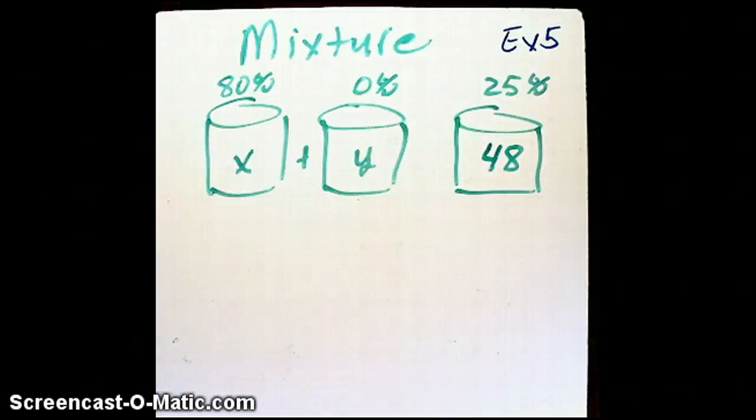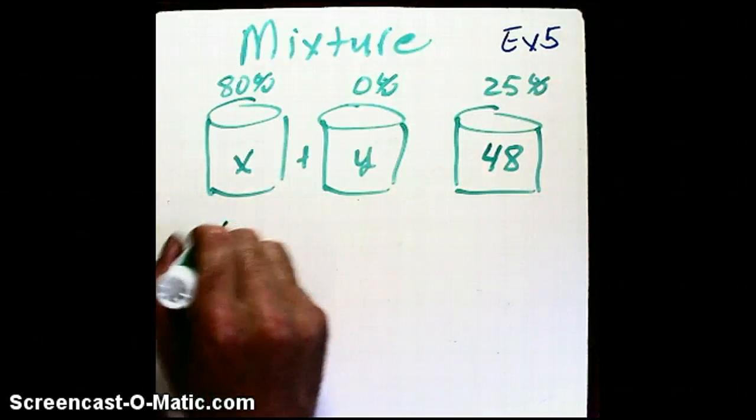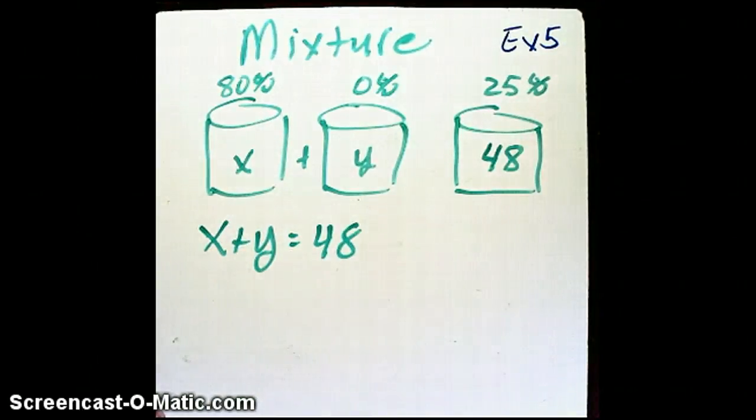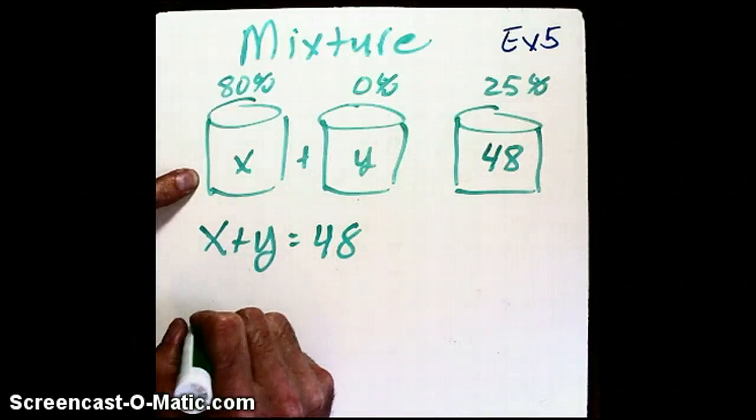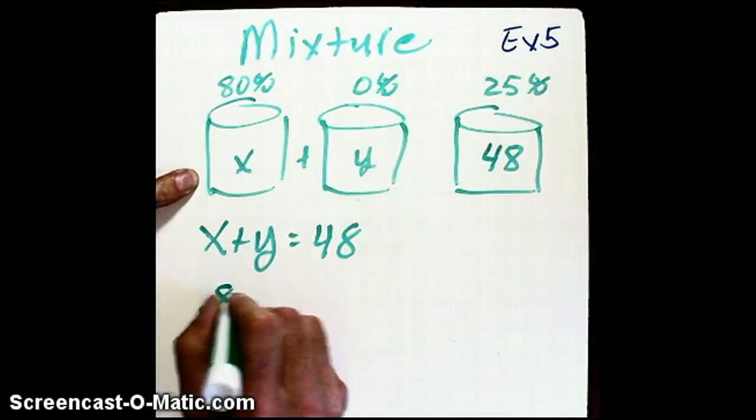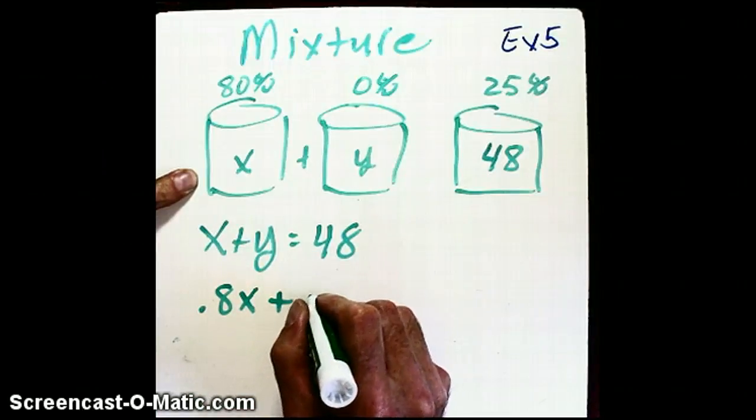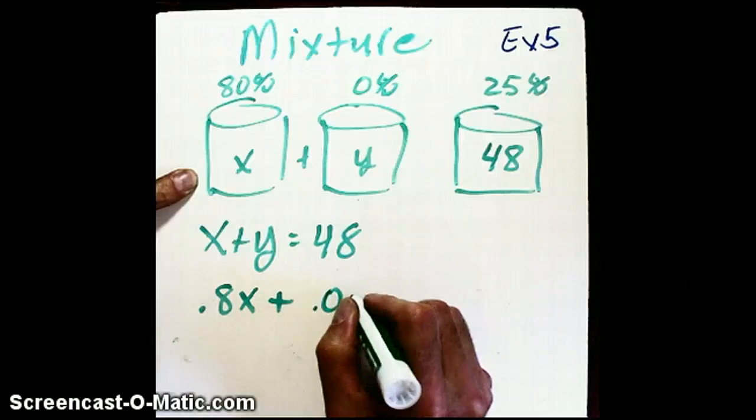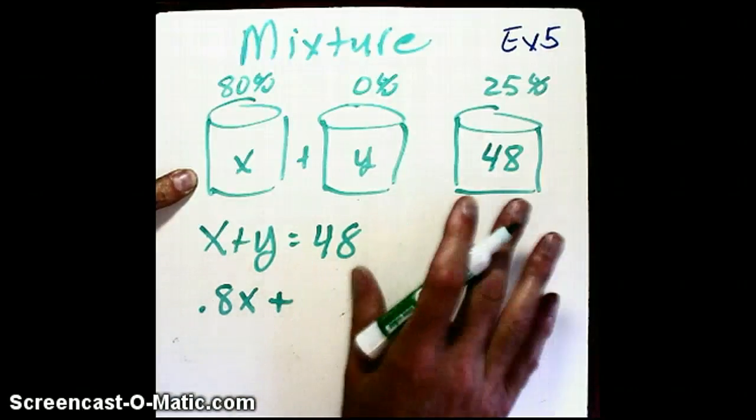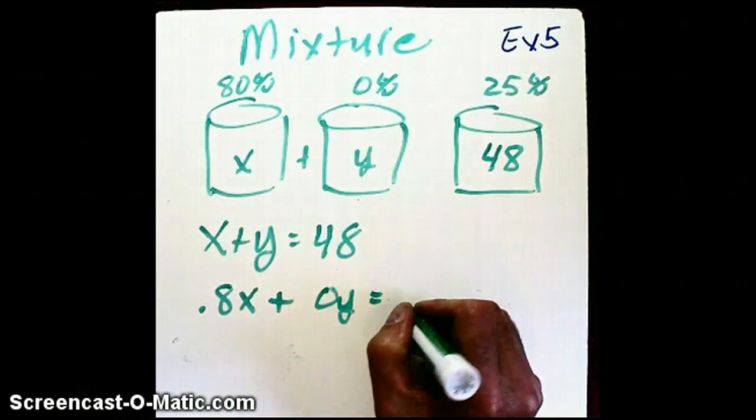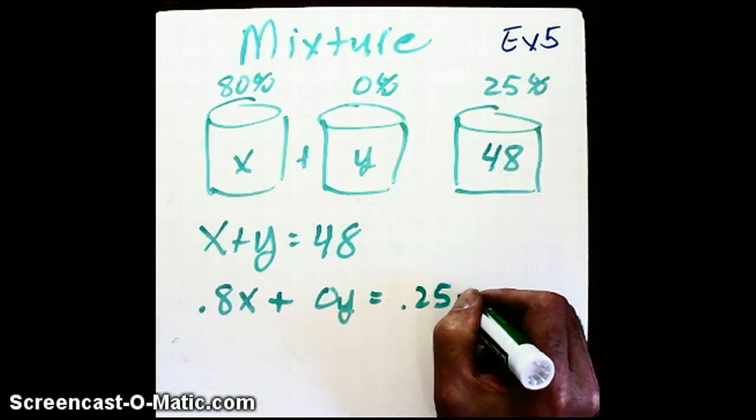Can I come up with a system of equations? Well, let's see. I know one thing. I know that X plus Y is equal to 48. And I also know that 80% of X, or 0.8x, plus 0y, is equal to 0.25 times 48.